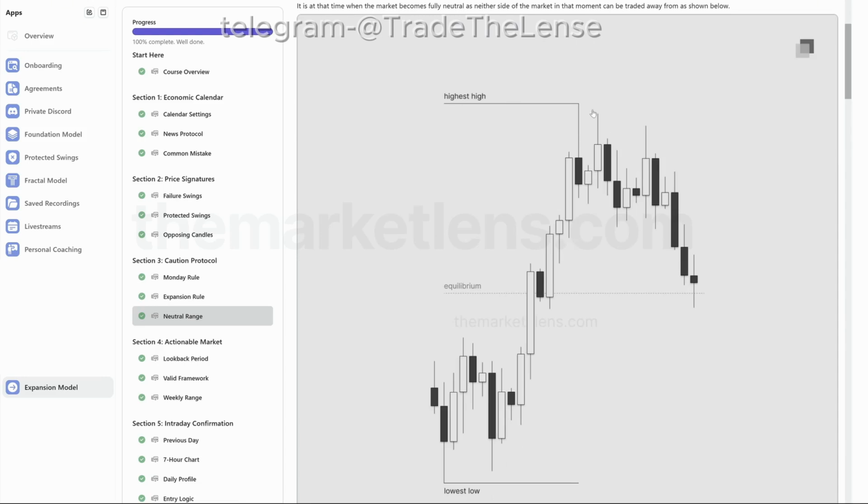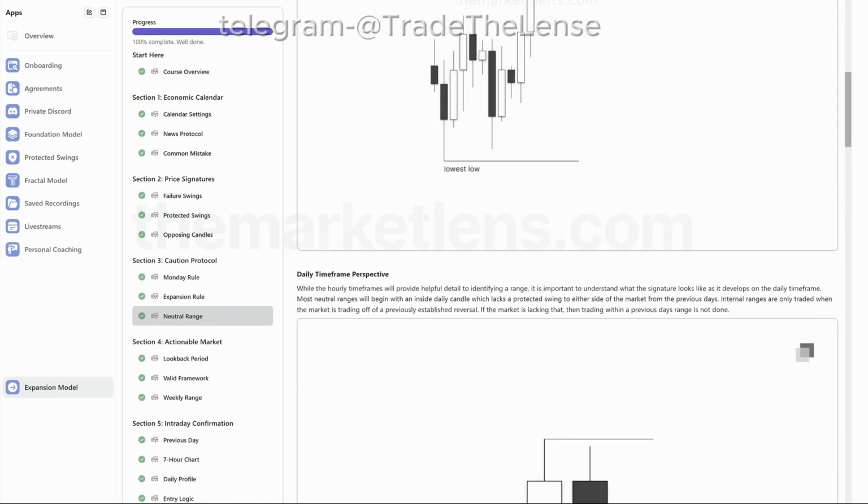When we look to the high, there's failure swings. If we're off the lows, there's failure swings. And then if we draw out those two points and draw towards equilibrium, you are now in a completely neutral market where both sides of that range are intact, and you don't really have a direction to trade into because neither of these sides are protected. This is that first sign of a neutral market.